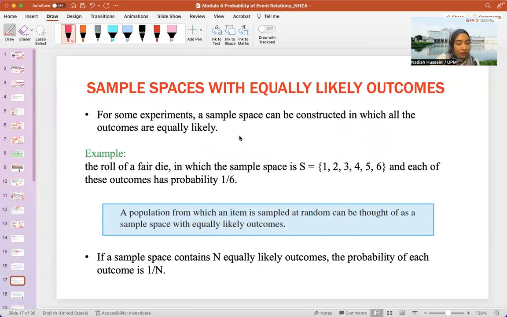Okay, moving on to sample spaces with equally likely outcomes. Okay, so when we're talking about population, right? Sorry, let's talk about the resistor again. So when we were talking about the resistor, all the resistors had the chance of being picked, right? And the chance of them being picked was equally likely. There was no probability assigned.